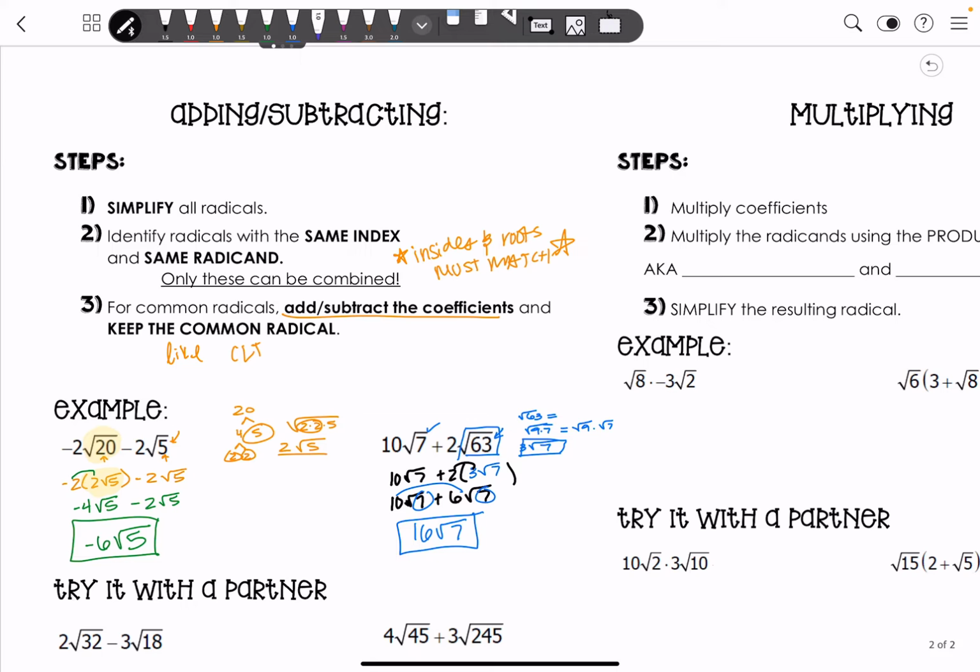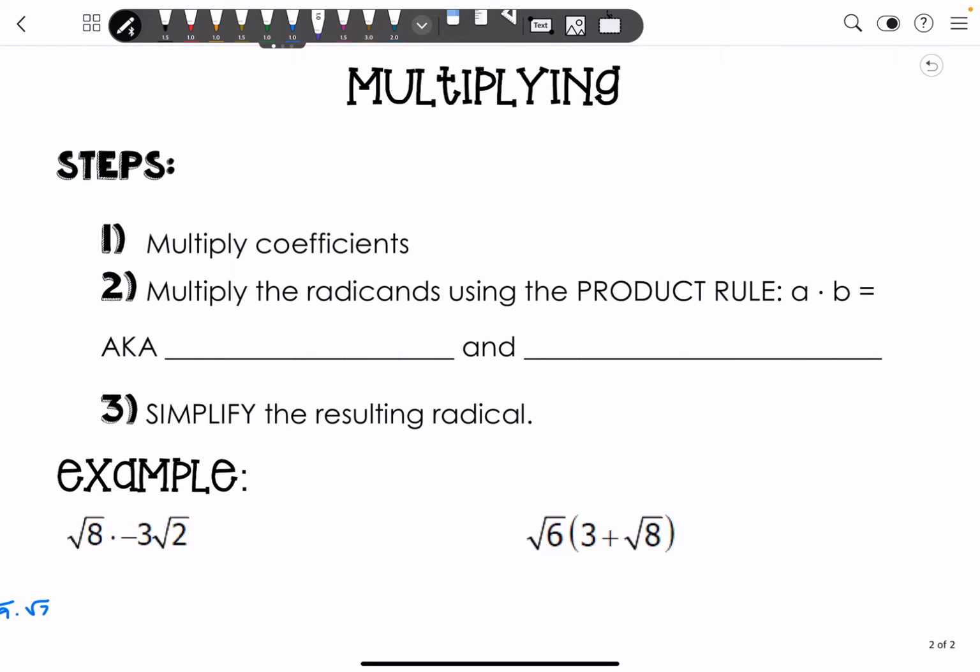Now, this next one, you kind of already know how to do, and we've been doing it since we first started simplifying radicals. All right, we are going to go ahead and multiply your coefficients, and you're going to multiply the radicands, meaning the insides, using that product rule, meaning the square root of A times the square root of B is equal to the square root of AB. Pretty much what this is: outside times outside and inside times inside.